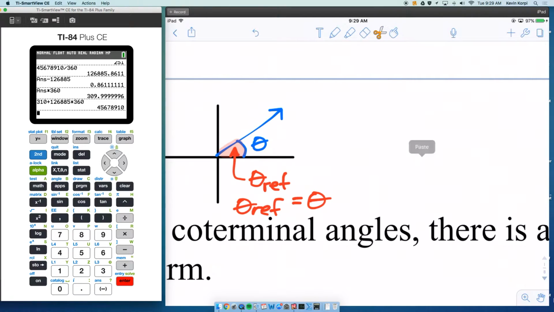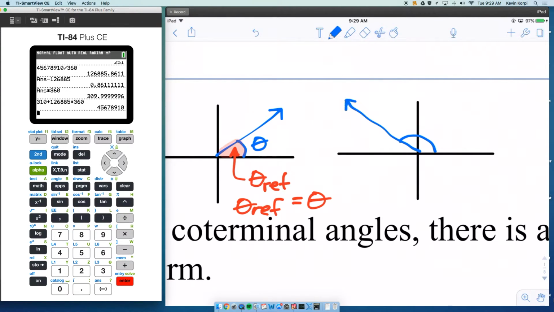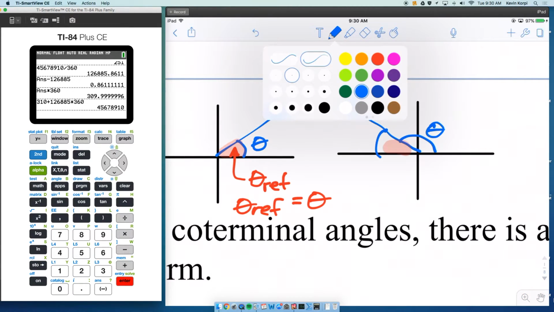But we don't always have angles terminating in quadrant 1. What's another quadrant in which our angle can terminate? Quadrant 2, yeah. So let's say we have an angle that terminates right here in quadrant 2. This is your angle theta. It rotates you past 90 and gets you into quadrant 2. But the reference angle, by definition, is going to be the positive acute angle between the terminal ray and the closest x-axis, not the closest y-axis, the closest x-axis. So your reference angle is now this right here.